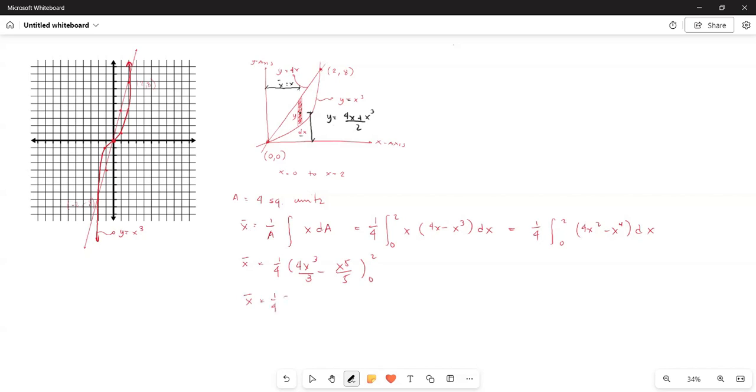So 1/4. For the upper limit, we have 4 times 2 raised to 3 over 3 minus 2 raised to 5 over 5. For the lower limit, we have 4 times 0, but I know this will also be 0, though let's write it anyway. So it cancels out, and then x bar will be equal to 16 over 15. Therefore, this is our x coordinate, or our abscissa.